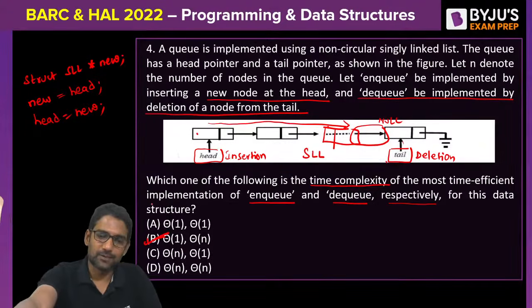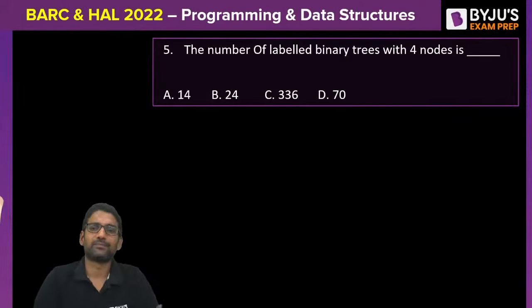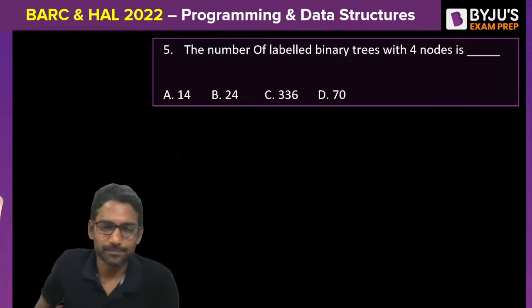Next question. Question number 5. The number of labeled binary trees with 4 nodes is. It's a simple formula based question, dear friends. So quickly answer this.